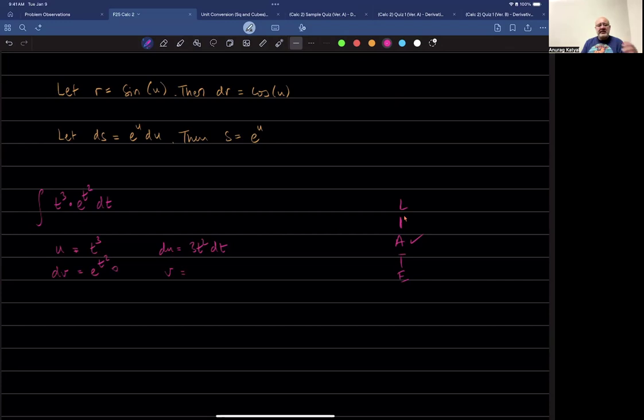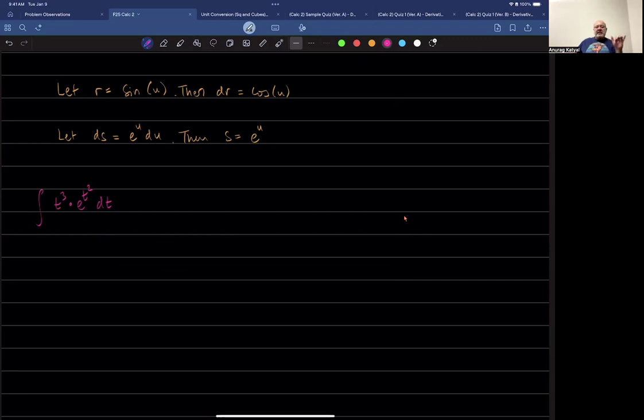It's not simple. In fact, it's an incredibly difficult problem to integrate e to the x squared or e to the t squared. So we're kind of stuck here. I've tried undoing the chain rule. I've tried undoing the product rule by using parts, but it doesn't seem to work.